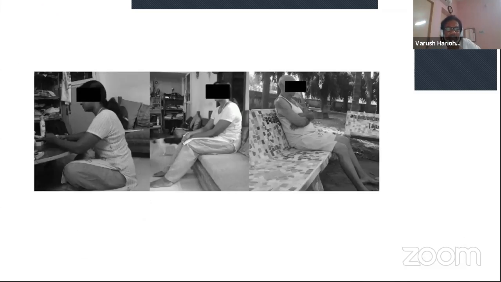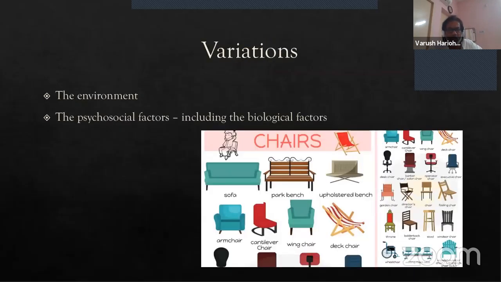And we also know that variability is also in the way the chairs are made. There are two major variables, if you will. One is your environment, another one is your psychosocial factors. Here I have taken the environment to mean the chairs and tables also.